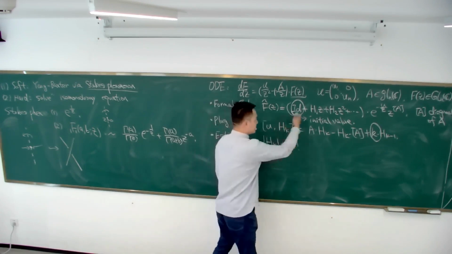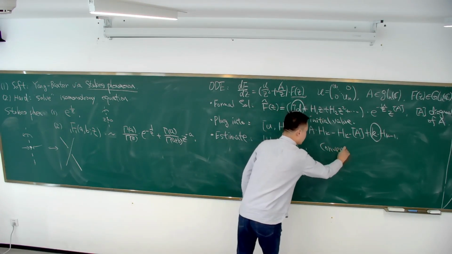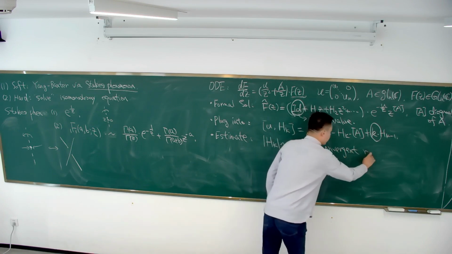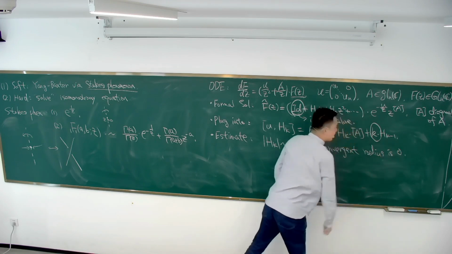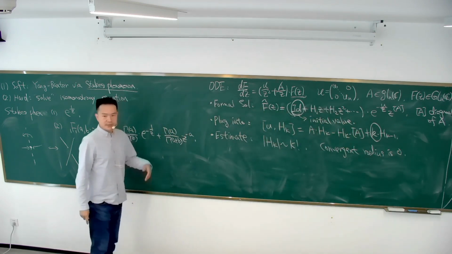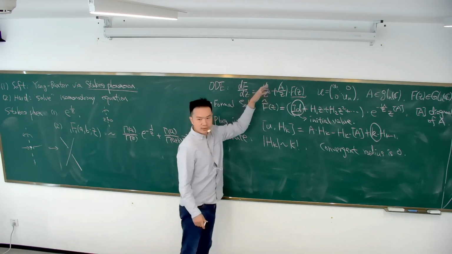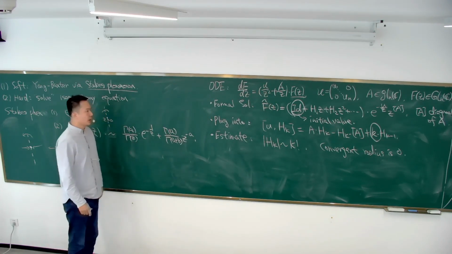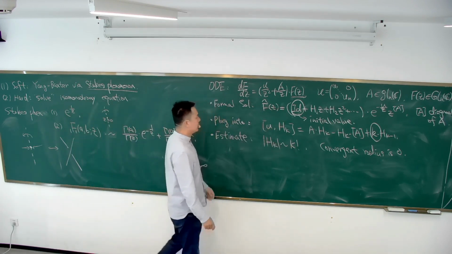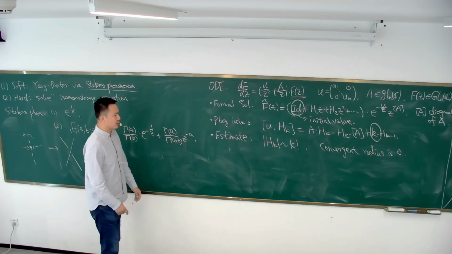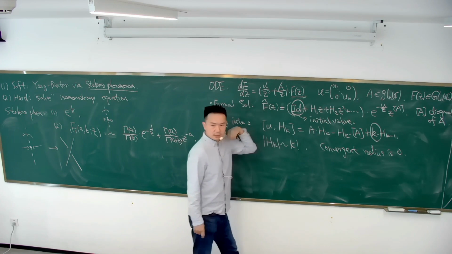Therefore, this solution is only formal. The radius of convergence is simply, in general, 0. So it's a common phenomenon for meromorphic ODEs with higher order poles. Okay, so we only get a formal solution. But we can use a Borel summation to resum this formal sum, and then get the actual solution.